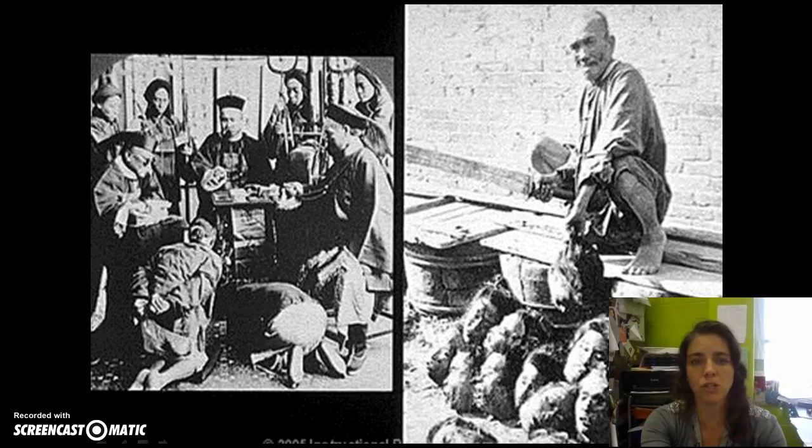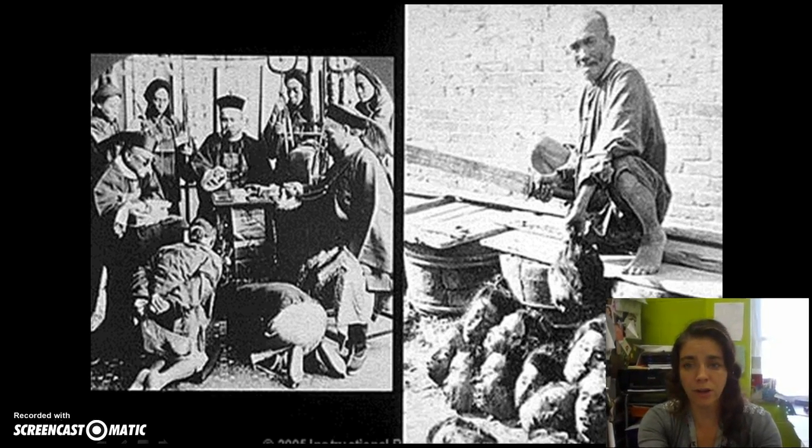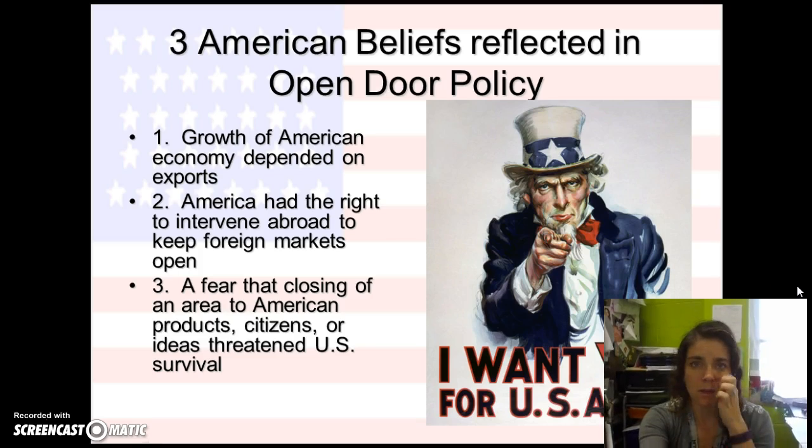Okay, here's some more pictures from the Boxer Rebellion. These are people's heads on the ground. It was a very violent rebellion, as you can tell.